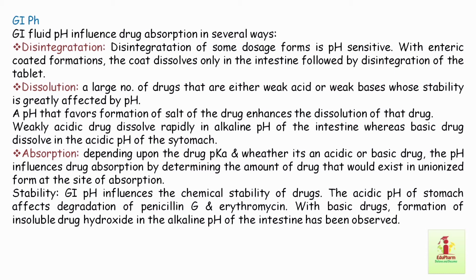Stability is the other way where gastrointestinal pH influences the chemical stability of drug. Acidic stomach pH affects degradation of penicillin G and erythromycin. With basic drugs, formation of insoluble drug hydroxide in the alkaline pH of the intestine has been observed.